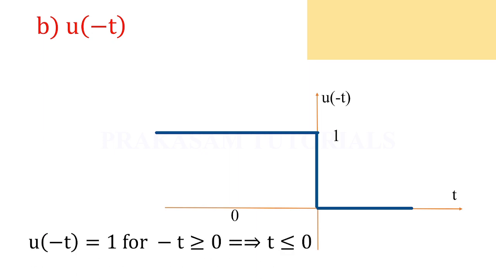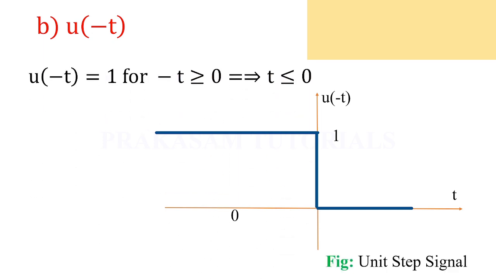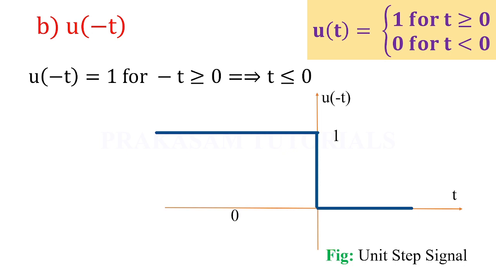And the next one is u of minus t. According to the definition of the unit step signal, u of minus t is equal to 1 for minus t greater than or equal to 0. Now we are multiplying both sides by a negative sign. On the LHS, minus into minus gives plus. When applying the negative sign on both sides, the greater than or equal to is converted to less than or equal to minus 0. So minus 0 or plus 0, whatever. So that is t less than or equal to 0.